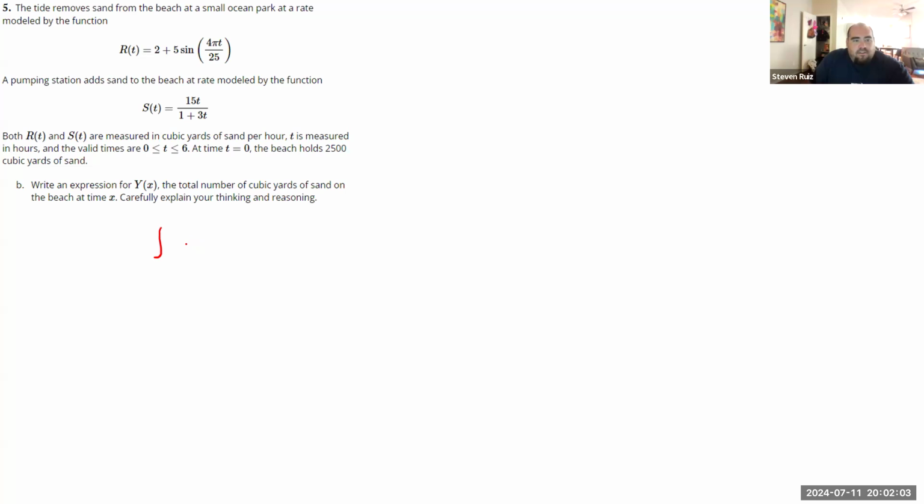At what rate is sand being added to the beach? That comes from S of t. So I'm going to integrate S of t, and it's being removed at the rate of R of t. So I'm going to integrate the sum of these functions with respect to t. But what I want is an expression for y of x, which is the total number of cubic yards of sand on the beach at any time x.